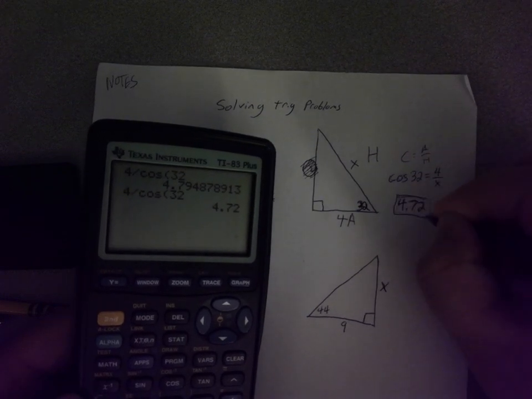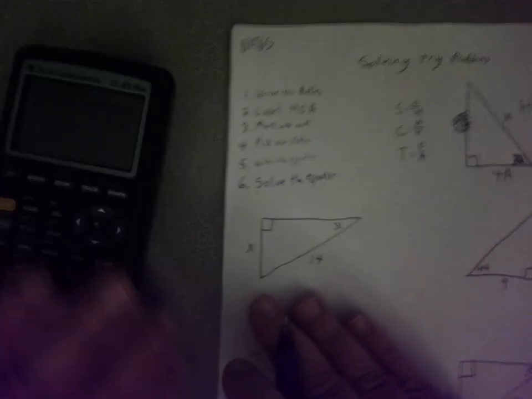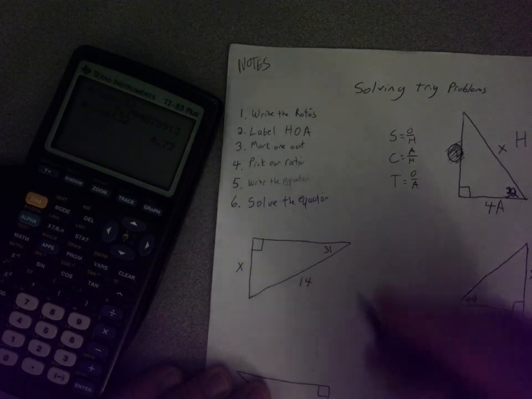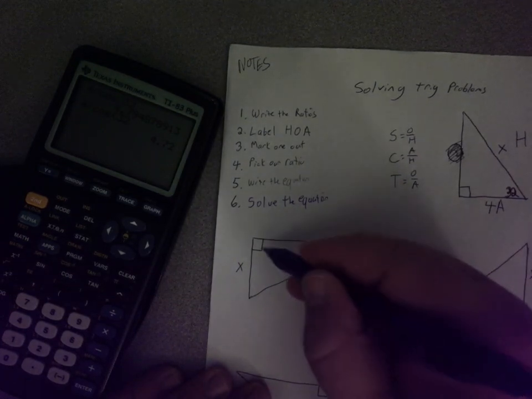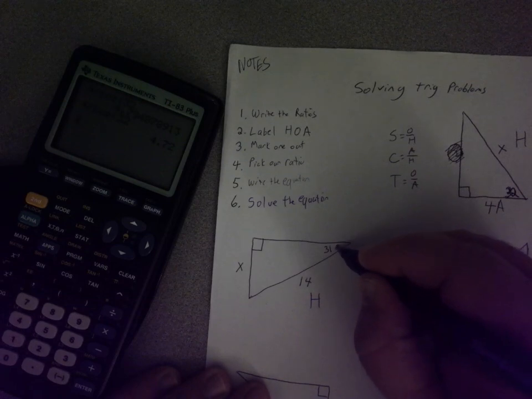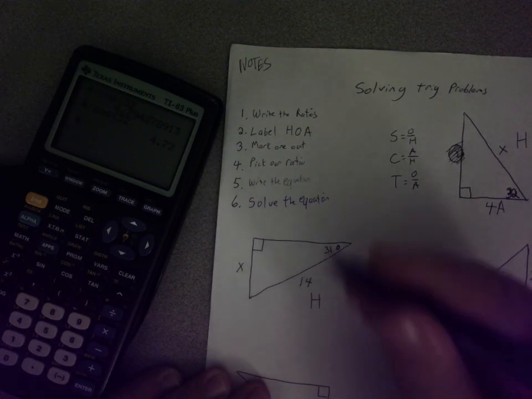4.72. There we go. Okay, so down here on this one, now that we've got our calculator set up, we don't have to do step 1 again because we got it right there. Step 2, we're going to label H, O, and A. This is H because there's my right angle. That has to be H. Now we're going to imagine we're standing in this corner because that's the important angle, because it says right there 31. This one doesn't tell us anything, and it can never be that one.